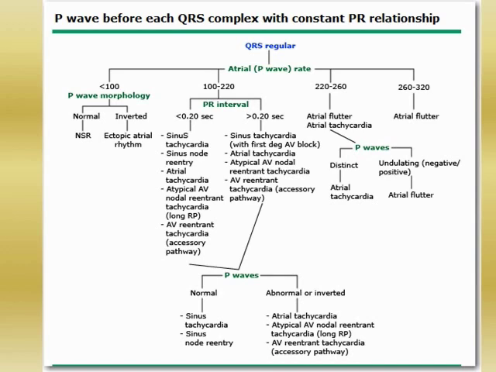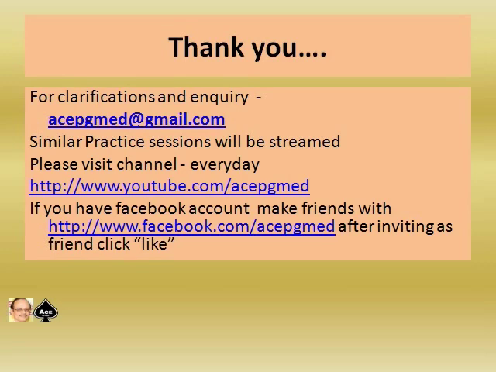In both these conditions, if the P wave is normal, then think about sinus tachycardia and sinus node re-entry. In both these conditions, that is heart rate between 100 and 220 and PR interval either less than 0.2 or more than 0.2, with an abnormal or inverted P wave, you think about atrial tachycardia, atypical AV node re-entrant tachycardia, that is long RP, or AV re-entrant tachycardia, accessory pathway. Don't worry, all this will be shown with the models. I am only telling the initial clinical conditions right now.